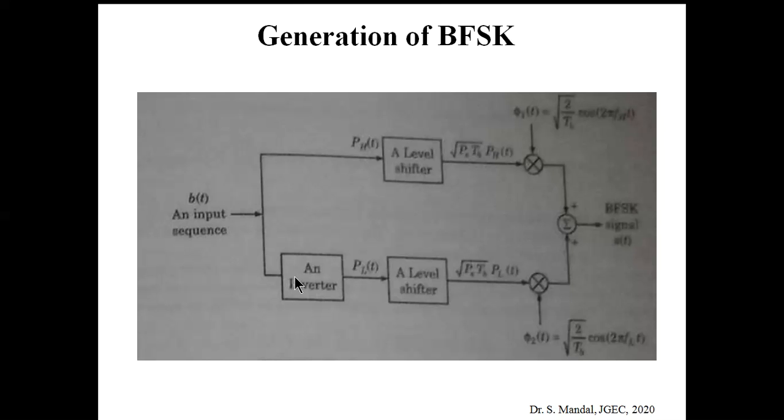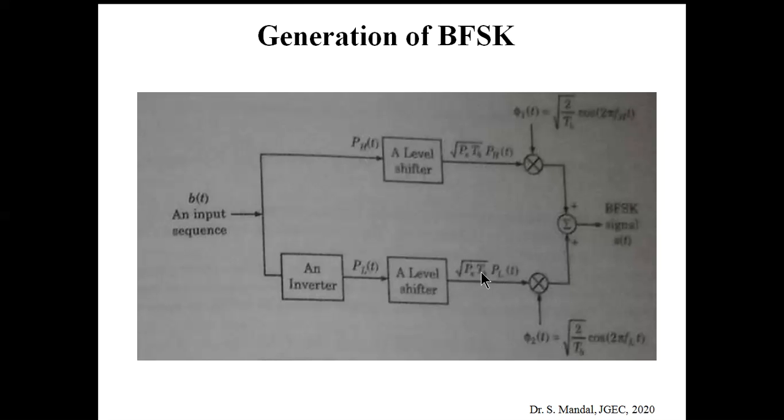In the second section, the BT is passing through an inverter. So what will happen? 1 will become 0 and 0 will become 1, and it will become the corresponding PLT. Again, if we move to the level shifter, some amount of gain has been introduced here, so that is PS into TB, multiplied by PLT.